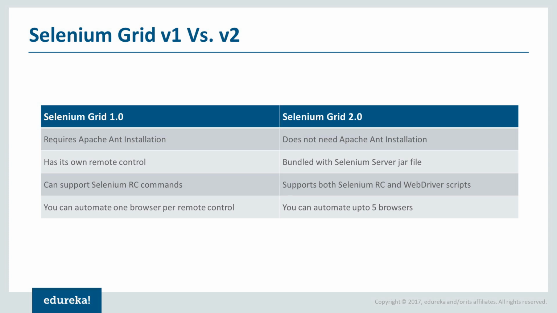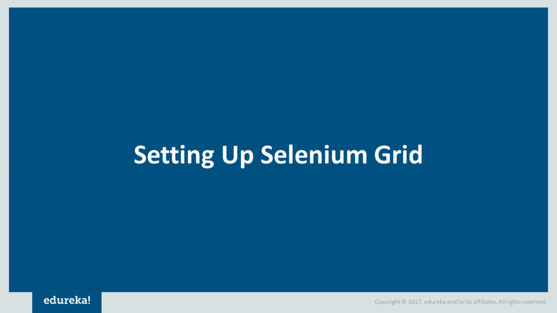Selenium Grid 1.0 can support Selenium RC commands. RC, as we have seen, is a flavor of Selenium, the remote control. But now Selenium Grid 2.0 supports both WebDriver and RC scripts. In Selenium Grid 1.0, you can automate one browser per remote control, but here you can automate up to 5 browsers. So it is just an improvisation of Selenium 1.0. With this, we are going to set up Selenium Grid.